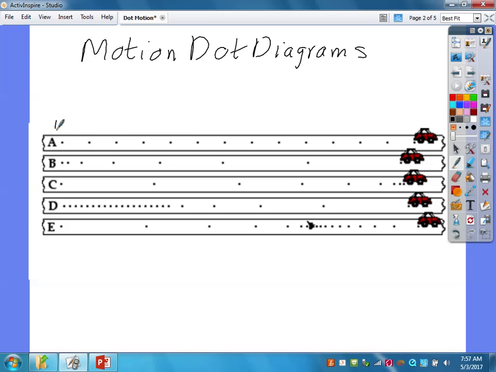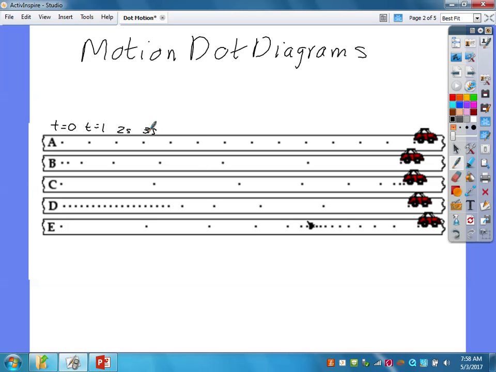Usually the first one, we say it's time equals 0, but then the second one would be 1 second, 2 seconds, 3 seconds, 4 seconds, 5 seconds, and so forth. All right? And what you're trying to see is, what are these dots doing? Okay? What are these dots doing?